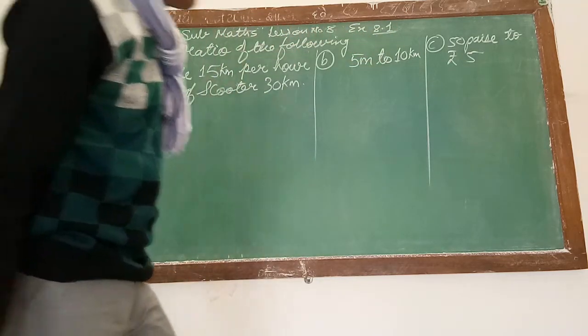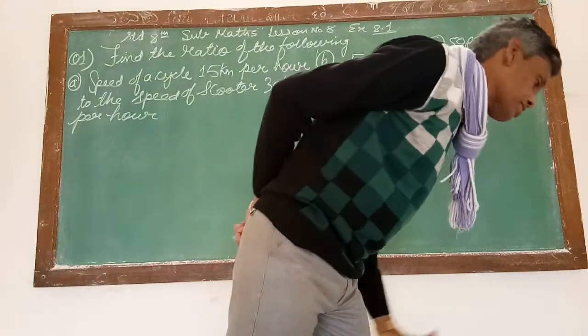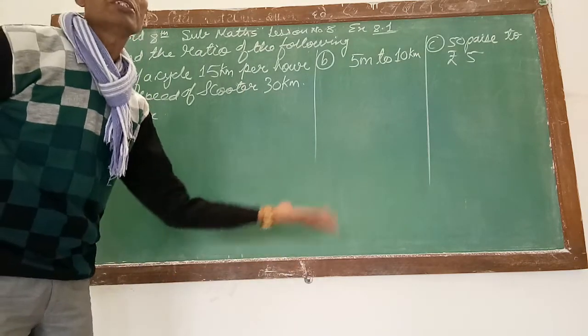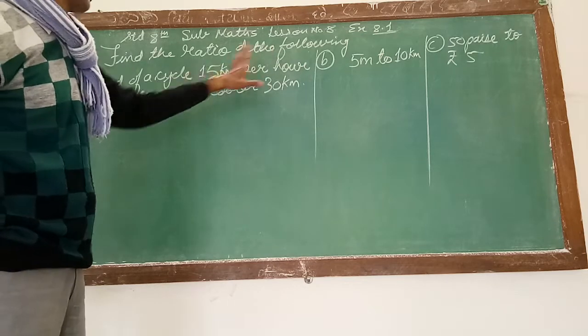This is a new lesson. The lesson is comparing quantities. Comparing quantities means we have to compare these quantities. That means you have to find some ratios, proportions, and so on. First question: find the ratio of the following.